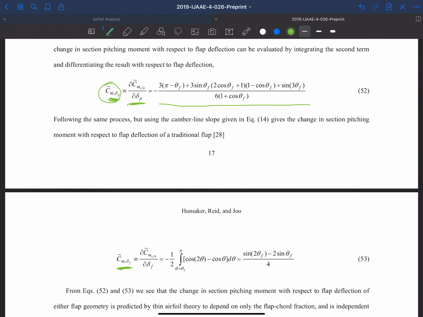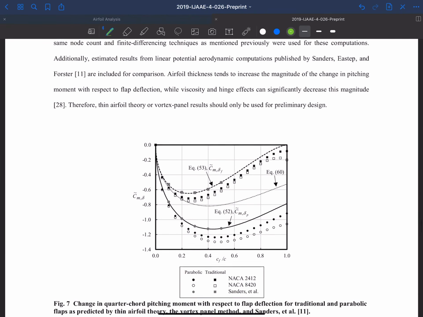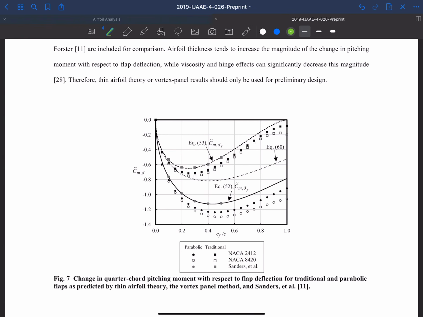And so this is the same solution we get from thin airfoil theory for the traditional flap. So let's look at what these look like. This is the pitching moment about the quarter chord with respect to flap deflection. So there's the change in pitching moment at the quarter chord with respect to flap deflection. And remember, the quarter chord is the aerodynamic center of the thin airfoil.